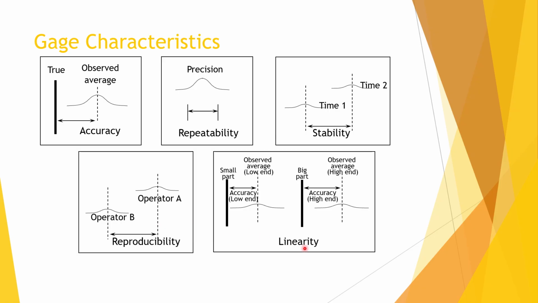And then you have linearity, which looks at both accuracy, which is the small part, and the difference between a small part and the observed average, which is the low end, and then you have accuracy again on the high end, the big part, and how far away it's from the observed average. So what does linearity measure? Accuracy. Honestly, you want everything to be high in accuracy, repeatability, stability, reproducibility, and linearity.